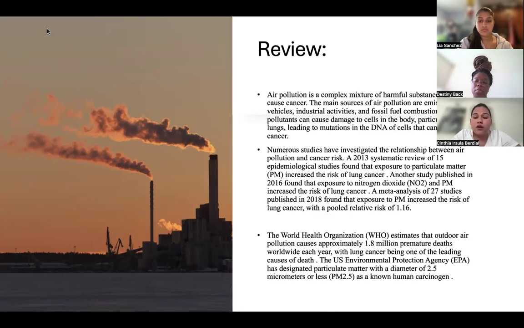The World Health Organization, known as WHO, estimates that outdoor air pollution caused approximately 1.8 million premature deaths worldwide each year, with lung cancer being one of the leading causes of death. The U.S. Environmental Protection Agency has designated particulate matter with a diameter of 2.5 micrometers or less, PM 2.5, as a known human carcinogen.